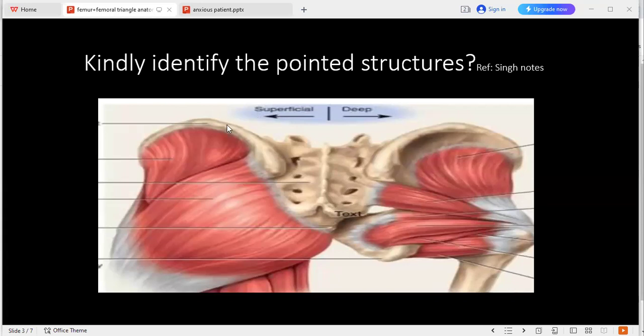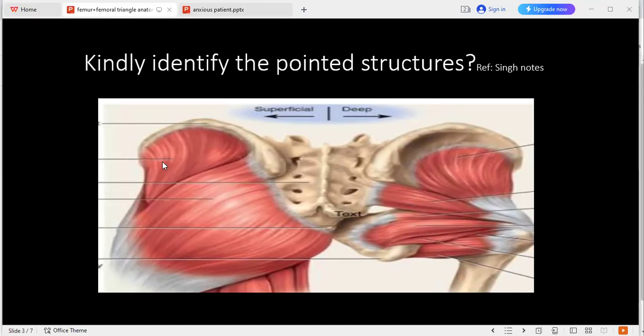The superficial layer, the first one is on the... Yes, this one. This is the right side. This is the left side. The superficial is on my right side. Oh, it is the left side. Okay. Yes, my left side. I'm sorry. So what is this muscle? Please kindly identify it with the cursor. That one is gluteus medius.